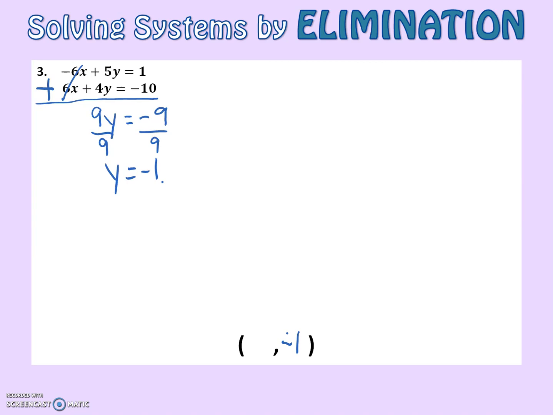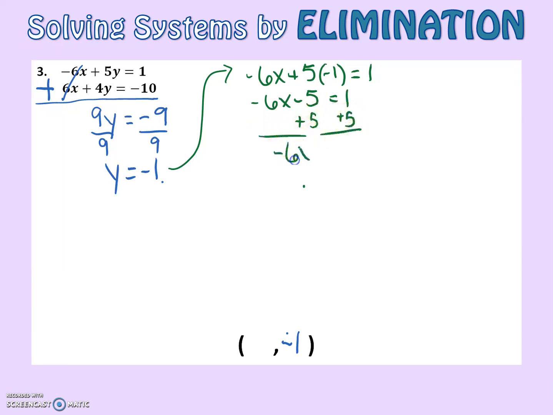Now, just like in substitution, and just like the other examples, I'm going to go ahead and plug in that value we got for y into either one of these two equations. I'm choosing the first one. So we have negative 6x plus 5 times negative 1 equals 1. Negative 6x minus 5 equals 1. Add 5. And look how nicely that works out. Divide both sides by negative 6, and we get x equals negative 1 also. So our solution to this system is negative 1, negative 1.